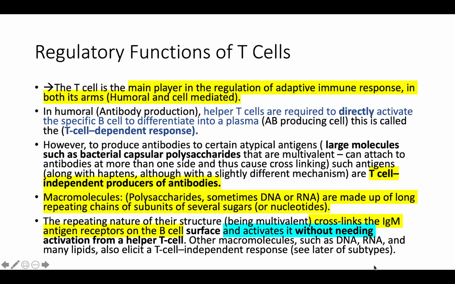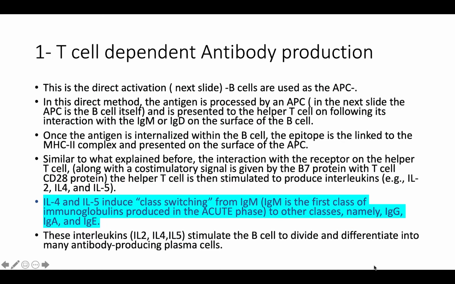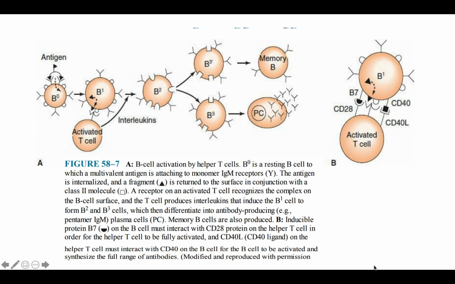So because this DNA molecule or polysaccharide is large and very similar, they will bind to many IgM receptors on the surface of the B cell. They will make this clump, a cross-linking clump of receptors next to each other, and this will activate the B cell without the need of a helper T cell. These large macromolecules produce T cell independent production of antibodies. Then there is T cell dependent antibody production, the direct activation that we know.